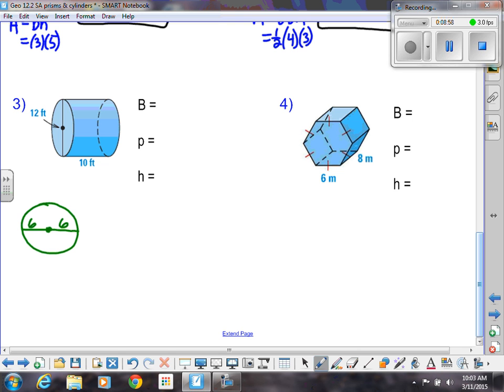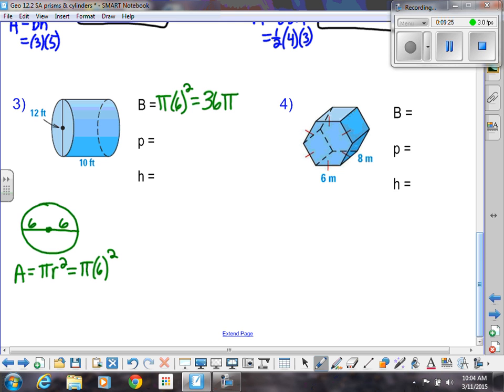So if I find the capital B, that's the area. Area of a circle is pi r squared. So I'm going to be doing pi times 6 squared. So that's pi times 6 squared, which is 36 pi. And I'm just going to leave it like that. I'm not going to multiply by 3.14 yet because I don't want a decimal. We're going to round at the very end.